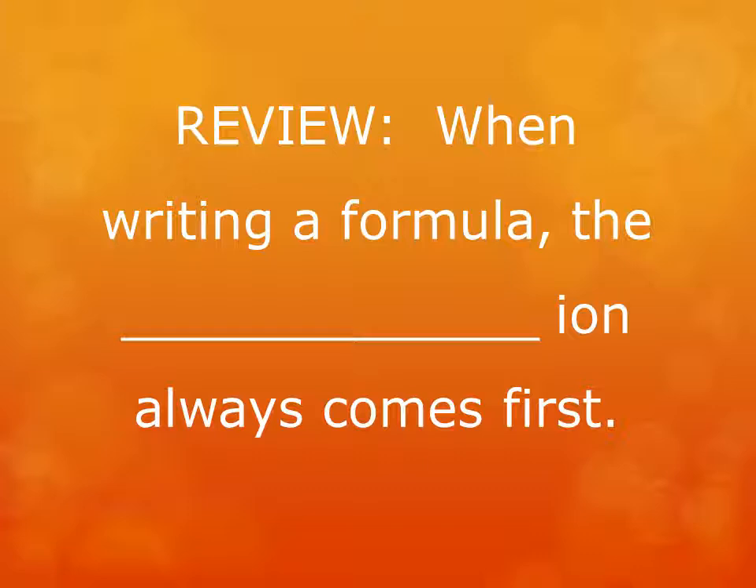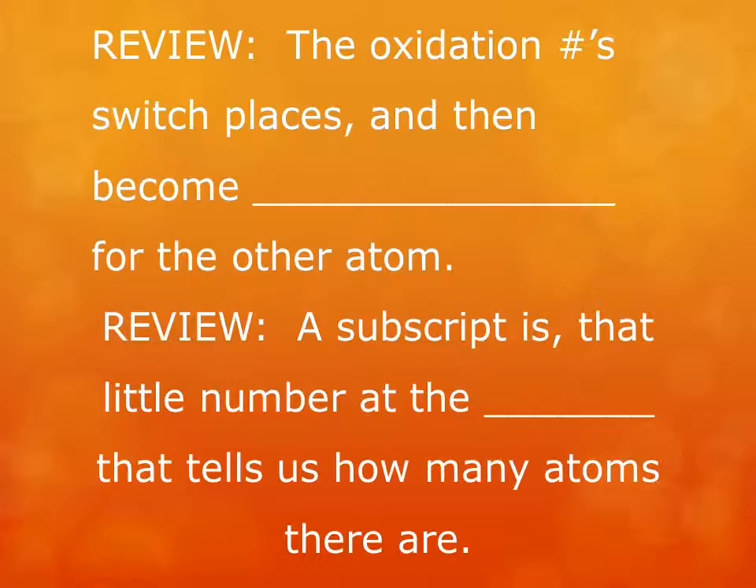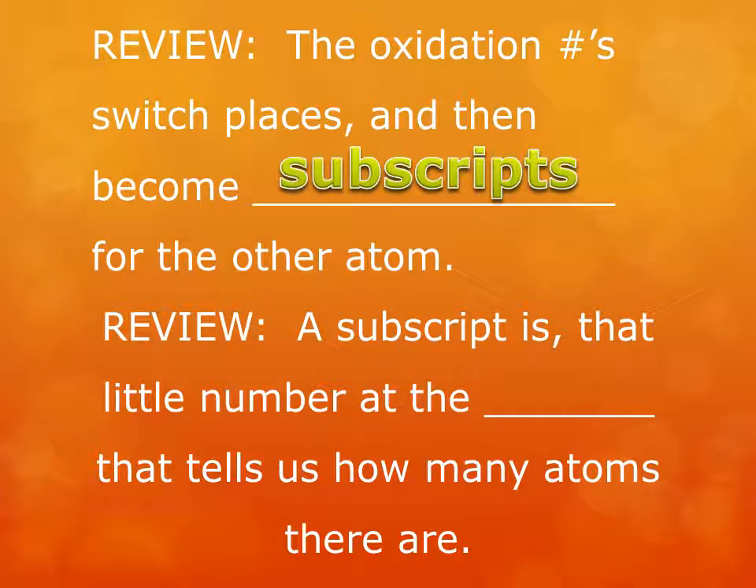So let's review how to write a formula. When we write a formula, the positive ion always comes first. And those oxidation numbers then are going to switch places, and they're going to become subscripts for the other atom. And don't forget what a subscript is. It's just that little number at the bottom that tells us how many atoms there are.